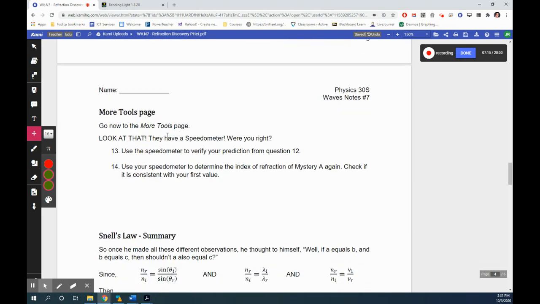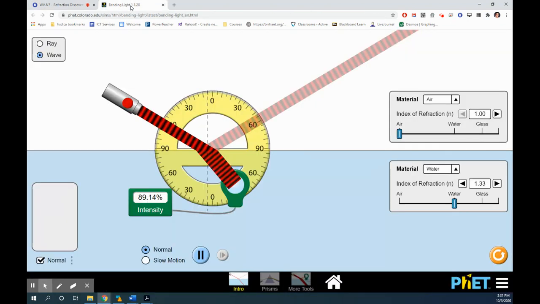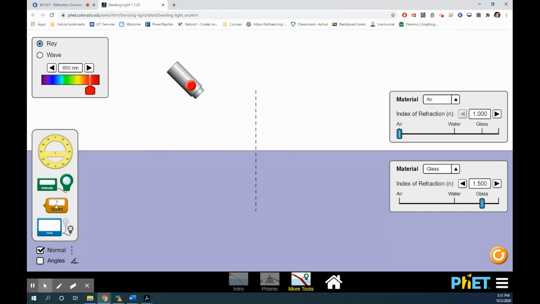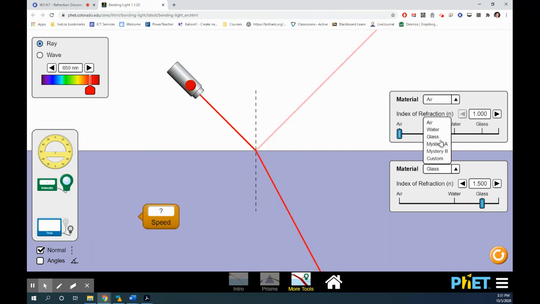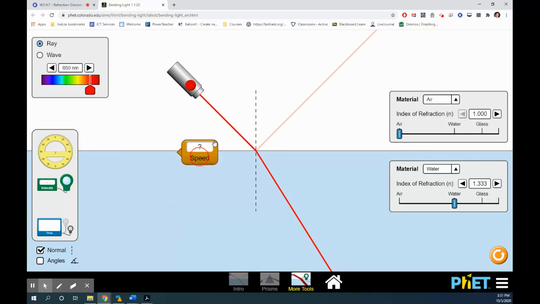And so now we can go to the more tools page, okay? That's down here, more tools. And this thing has a speedometer. So we can turn this on, we can get the material to be water, and we can check this out. We've got the speed of light, 1c, that's 3 times 10 to the 8. Remember, c is 3 times 10 to the 8. And here in water, it's 0.75c.